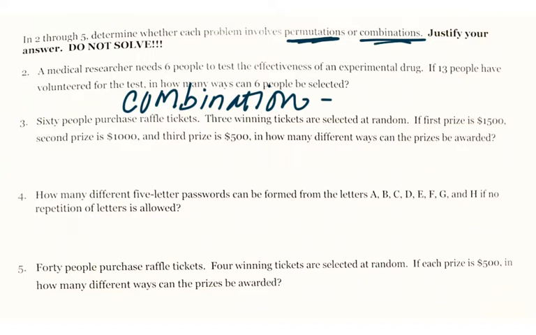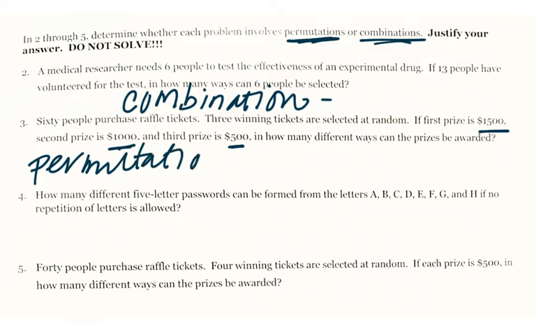Let's look at example 3. 60 people purchase raffle tickets. 3 winning tickets are selected at random. If the first prize is $1,500, the second prize is $1,000, and the third prize is $500, in how many different ways can the prizes be awarded? This would be an example of a permutation because it matters which order you get called. So this is a permutation.